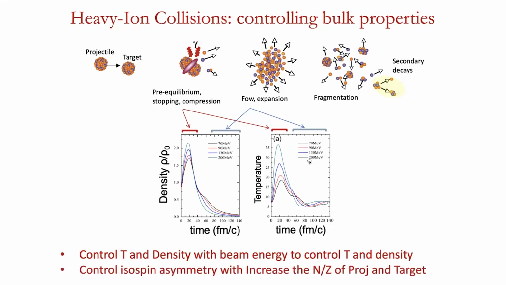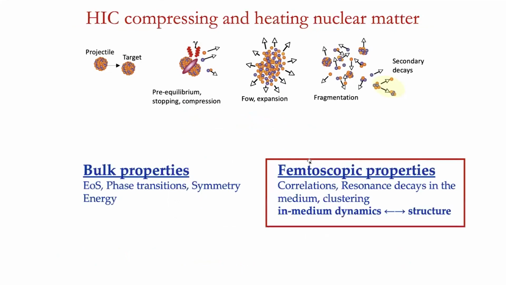And of course, you can also control the isospin asymmetry if you simply choose collisions between nuclei that are very neutron rich or very proton rich. This is another thing that you can do before you start your experiment. So you put some pressure, some heating, and more or less isospin, depending on what you decide to study in your experiment.